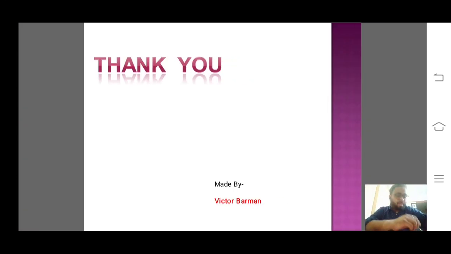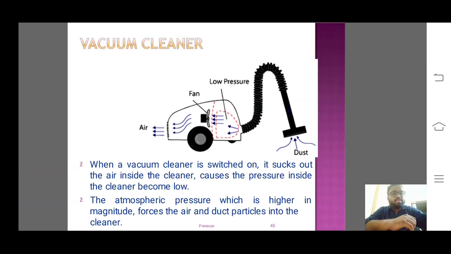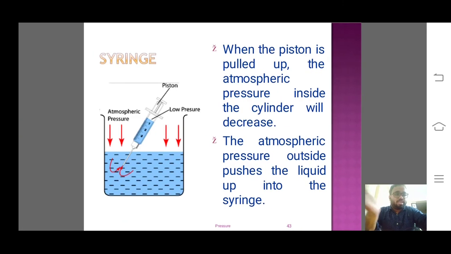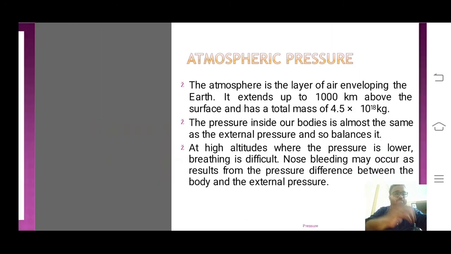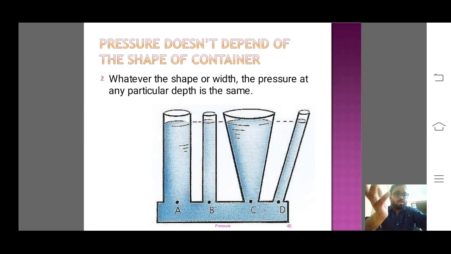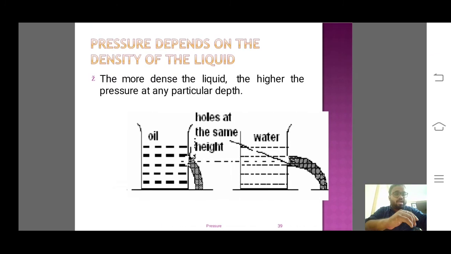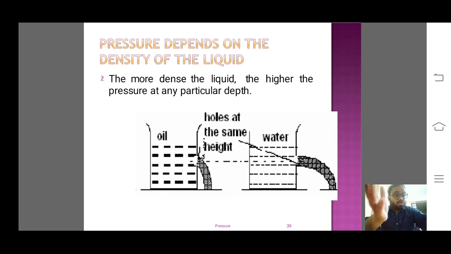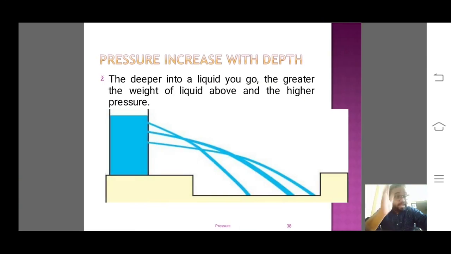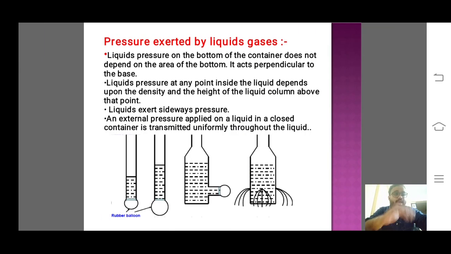So thank you everyone. That was the chapter that today we discussed. We discussed vacuum cleaner, syringe, straw, atmospheric pressure. Then we discussed that pressure doesn't depend on the shape of the container. It depends on the density. Then it increases with depth exerted by liquids.